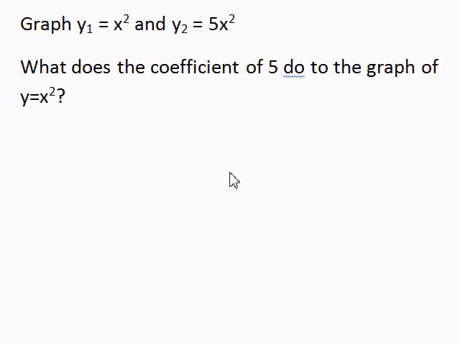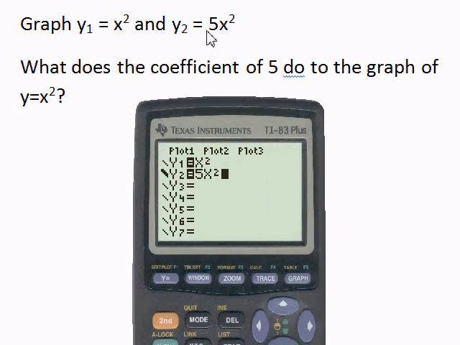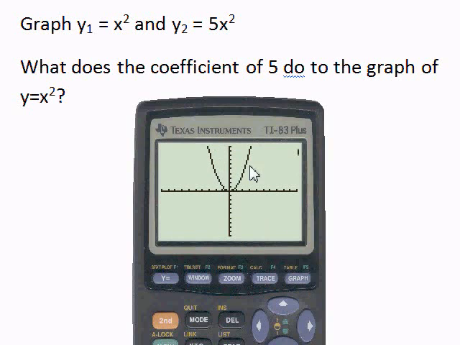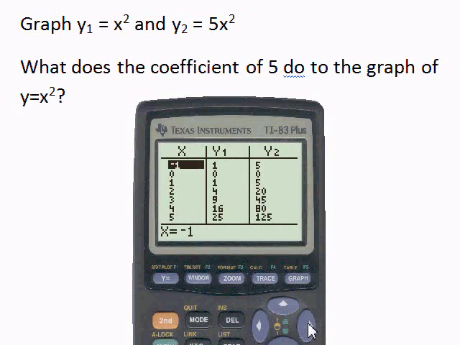So continuing on to our last type of transformation, we're going to compare y equals x squared and y equals 5x squared. So what does multiplying by 5 cause the graph of x squared to do? Let's take a look at the graph. Here's our x squared, and when we multiply by 5, notice it kind of looks like the values have become more narrow, like closer to the y-axis. This one's a lot harder to see on the graph, so we're going to go to the table to help us understand better what's actually going on with our y values.